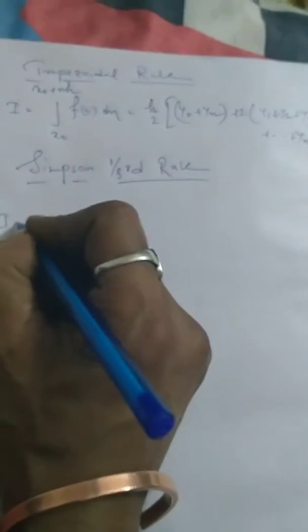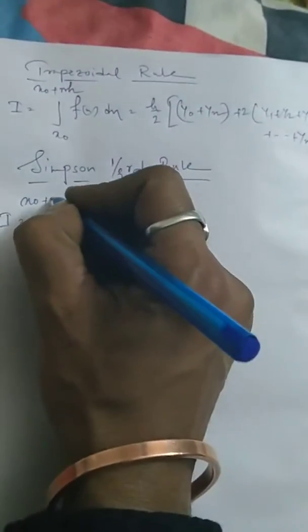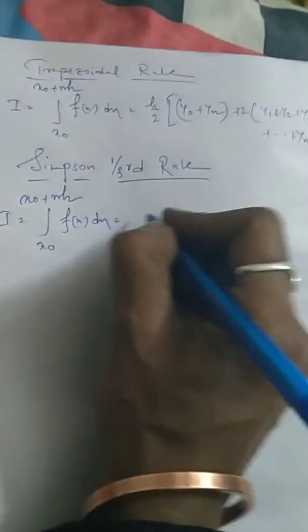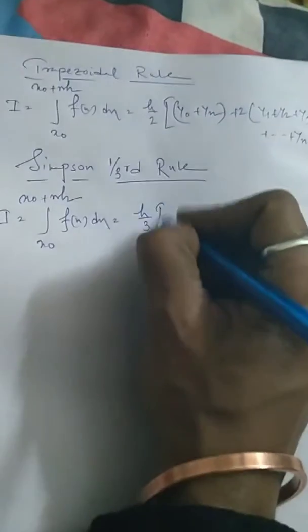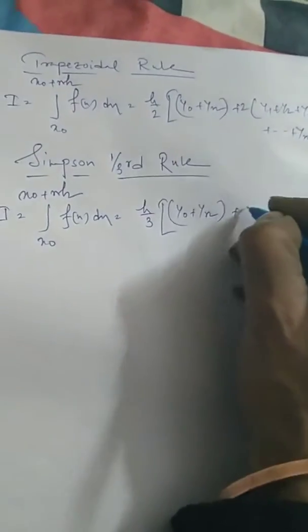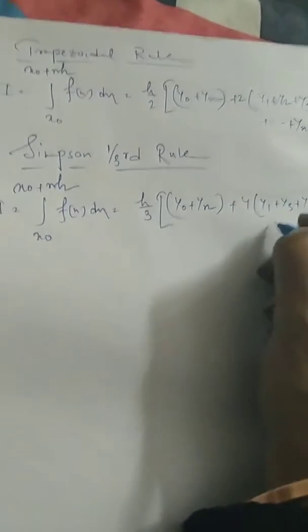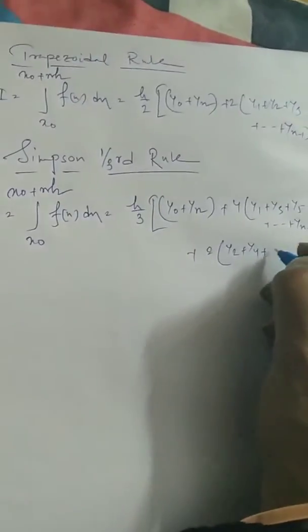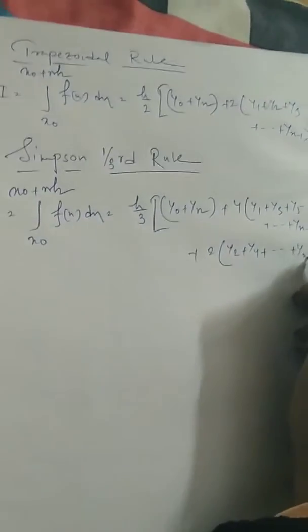rule is: the integration from x0 to x0 plus nh of f(x) dx equals h by 3. The initial part is the same, y0 plus yn, plus 4 into the odd terms, that is y1 plus y3 plus y5 plus up to yn minus 1, plus 2 into the even terms, y2 plus y4 plus up to yn minus 2.